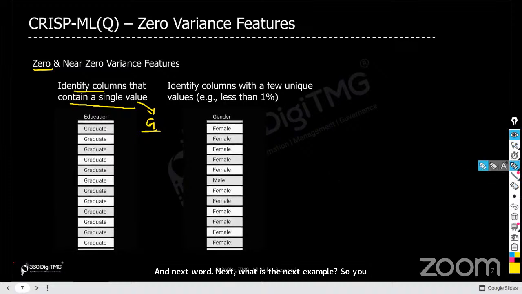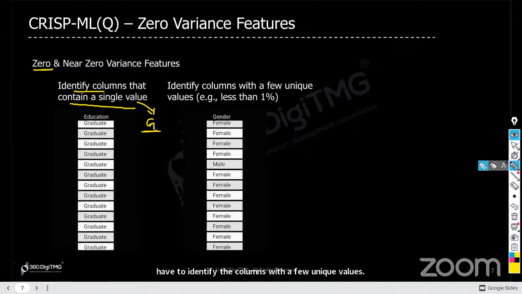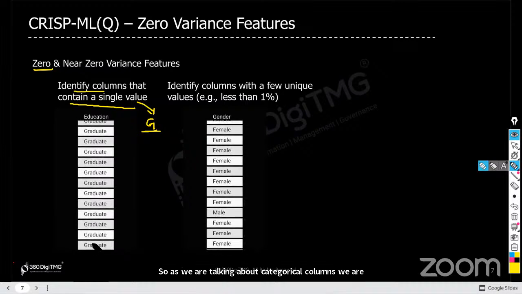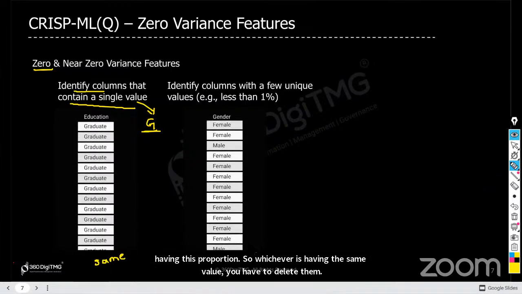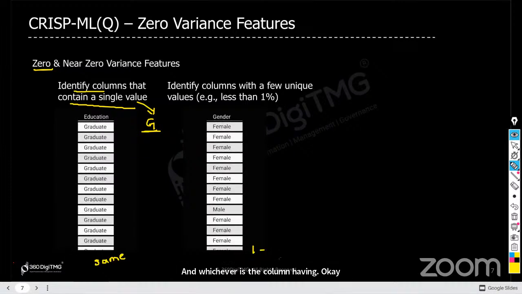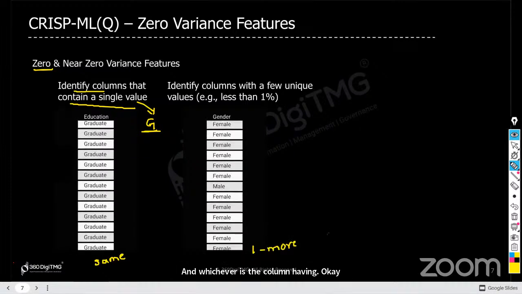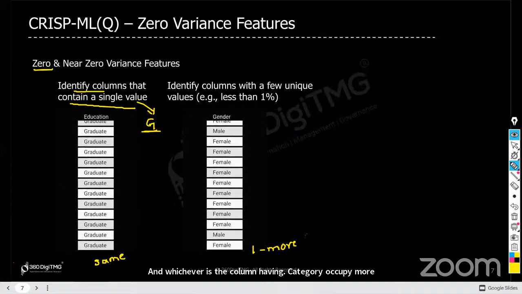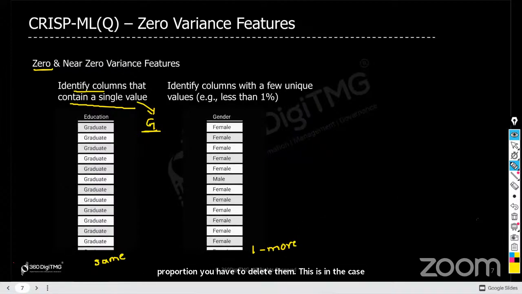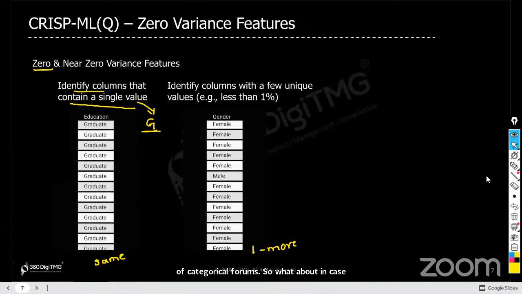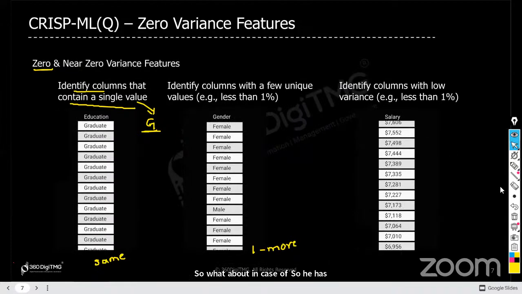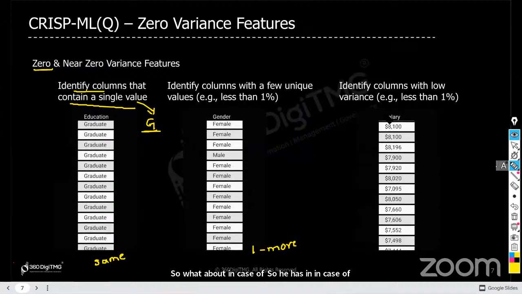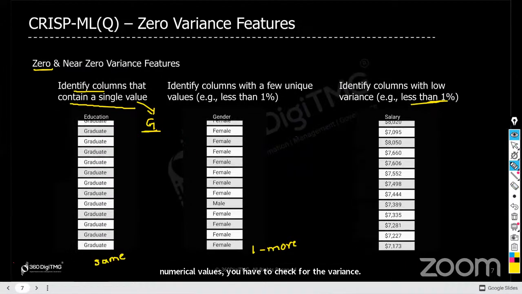As we are talking about categorical columns, we have this proportion. Whichever column has the same value throughout, you have to delete it. And whichever column has one category occupying a larger proportion, you have to delete it. This is in the case of categorical columns. So what about numerical columns? In the case of numerical values, you have to check the variance. If the variance is less than 1, you can remove that column.